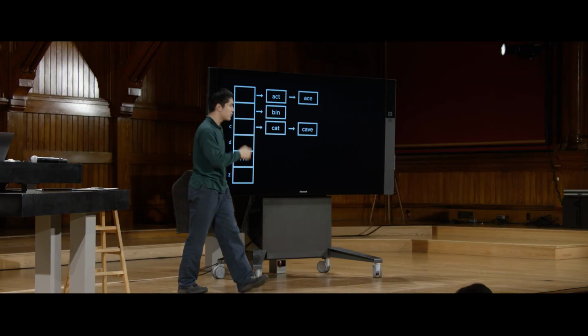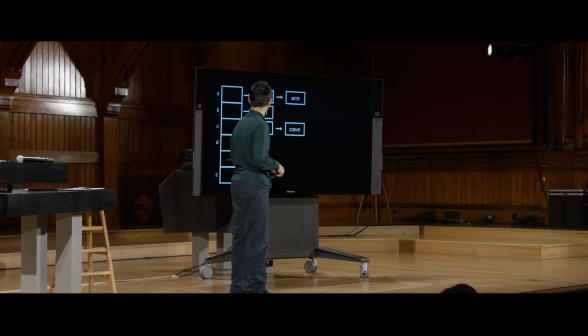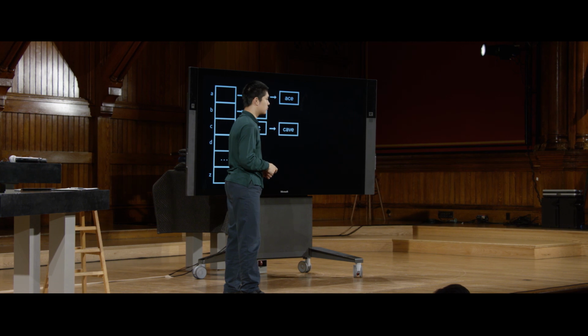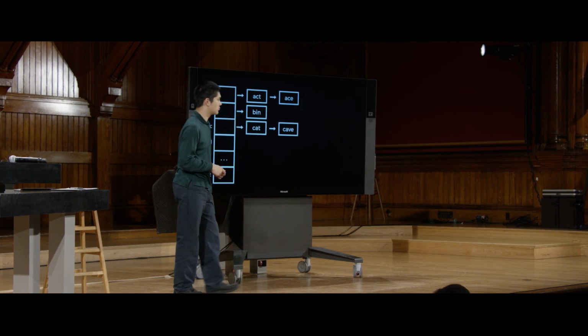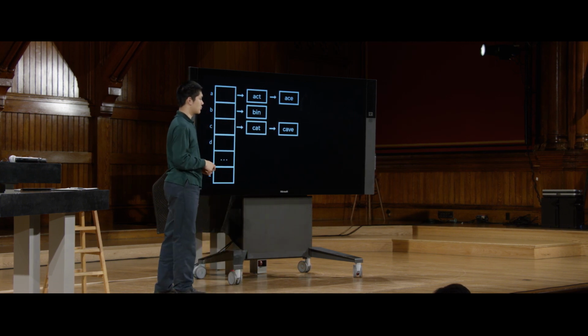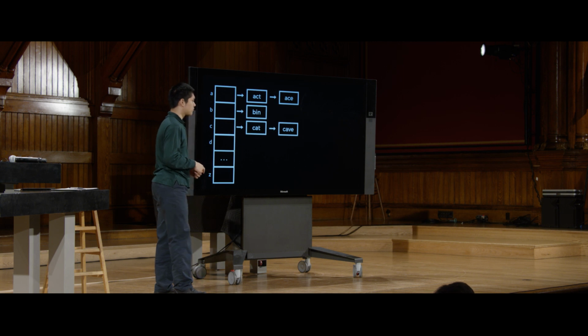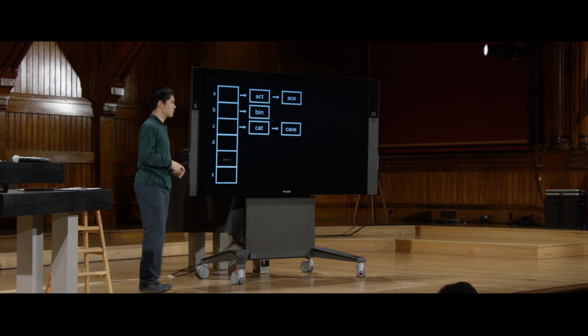Yeah? In the column on the left where you actually have your letters listed, what does that space contain, in an actual program? Is it like a pointer to your first node?